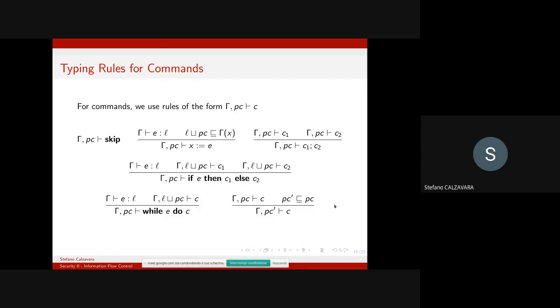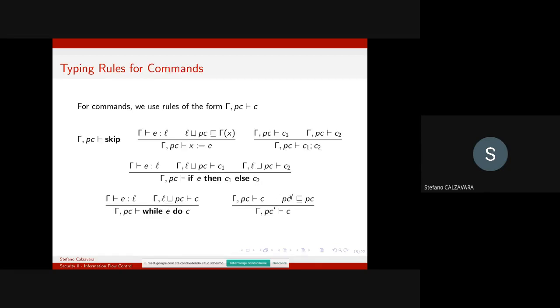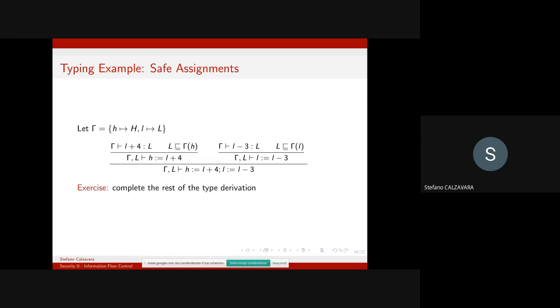And this other rule here plays a similar role to the other rule for expressions. In the case of expressions, it was safe to raise the label of the expression. In the case of type checking a program, it is safe to do that using a program counter which is less restrictive. So if I'm able to type check something with a restricting program counter, say high program counter, then I must be able to type check that using a more liberal program counter, call it low. If something is not totally clear to you, we will see an example. Rather, we will see a bunch of examples, okay?